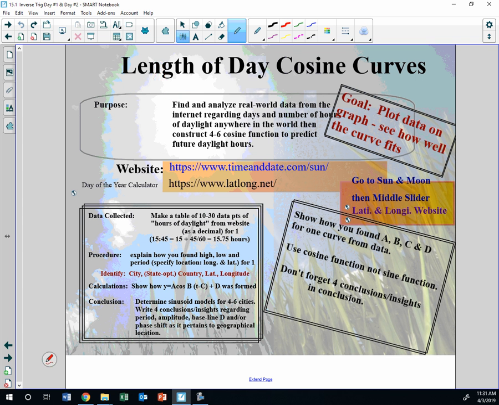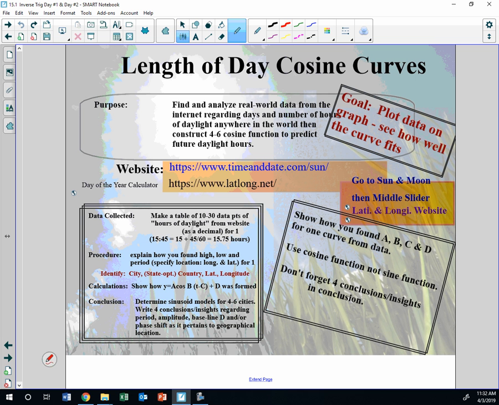This is going to be the length of day sinusoid graphs, and it's got a couple of neat things to it that I think you're going to like. You're asked to find and analyze real-world data from the internet regarding days and number of hours of daylight anywhere in the world, and then construct 4 to 6 functions to predict future daylight hours.